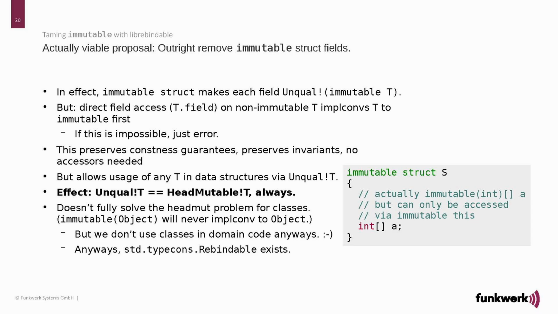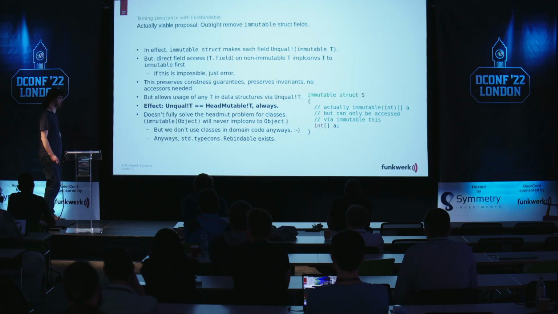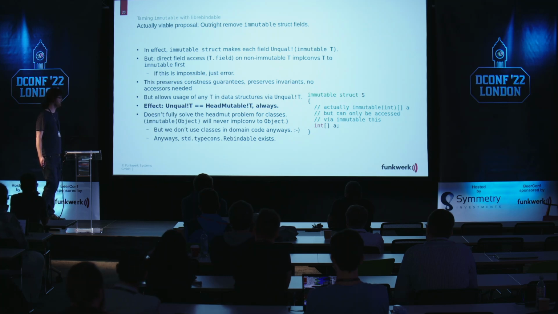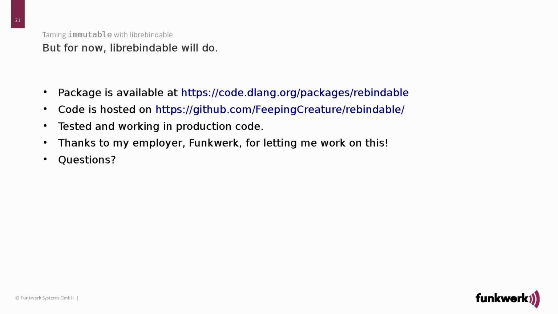Now, a problem with that is that it doesn't help us with classes. Because if you have a class, you can never cast it to an immutable class implicitly, because it's a reference type. But we don't use classes in domain code, so that's no problem for us. I'm not sure what the solution for that is. We could use, I guess, std.typecons.Rebindable, which sort of solves the problem just for classes. But yeah, for now, libRebindable will do.